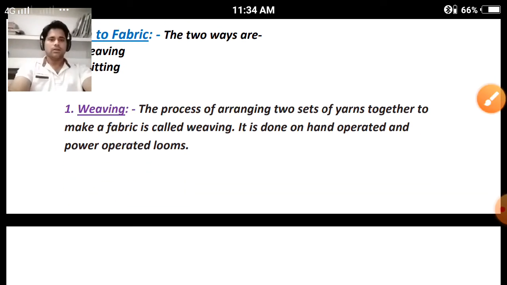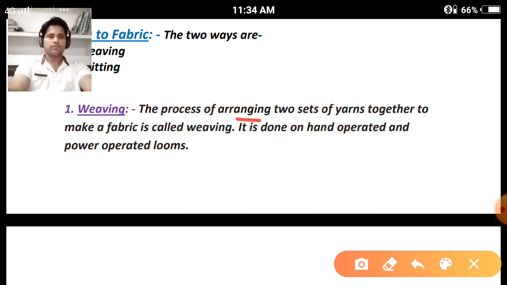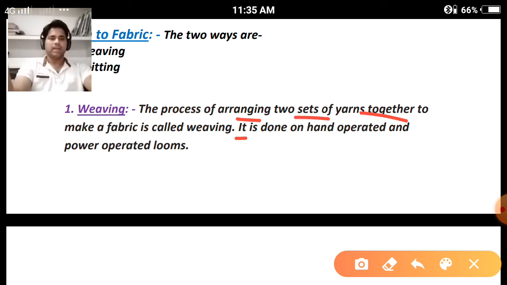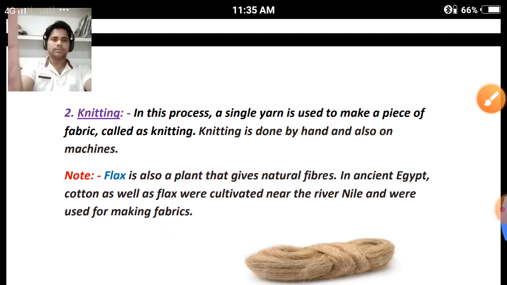So first, what is weaving? Weaving: the process of arranging two sets of yarns together to make a fabric is called weaving. It means two thread-like structures are combined together and they make a fabric. This process is known as weaving. It is done on hand operated and power operated looms. So looms are the devices on which the weaving process is done.